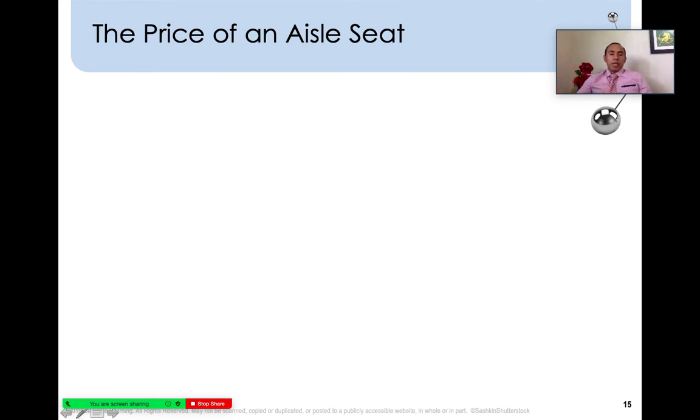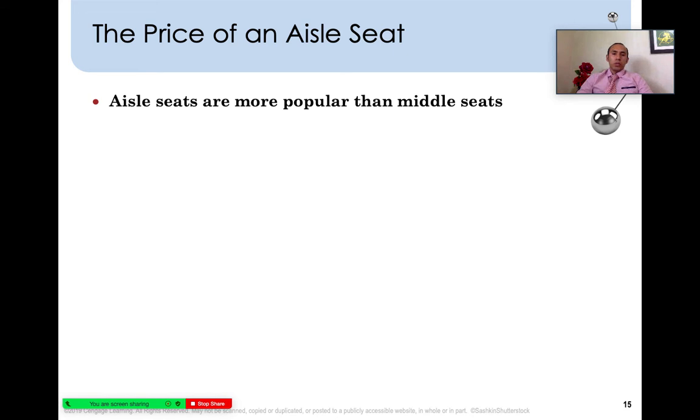Another application of supply and demand could be the airline industry. The airline industry is known to increase the price for its seats, the available seats in the plane. Aisle seats are a lot more popular and in greater demand when you book a flight. You want to be in the aisle or in the window, and very few people really like the middle seat. Unless you like to be in the middle, it's just kind of awkward sometimes.